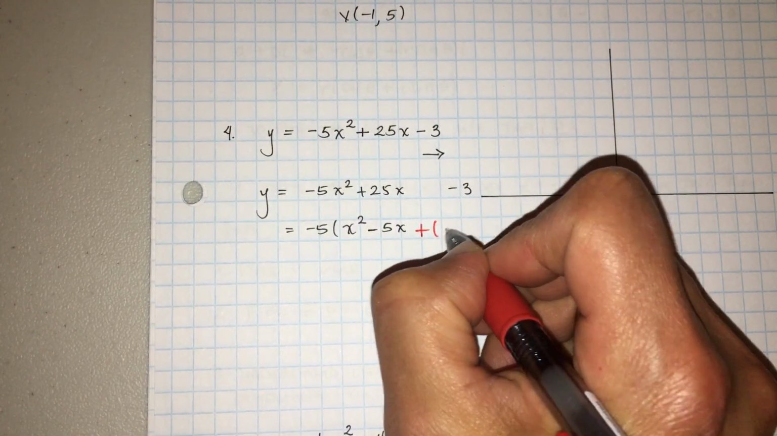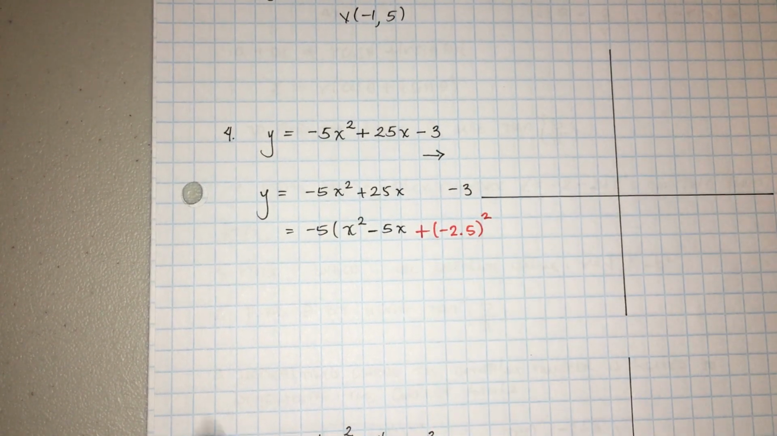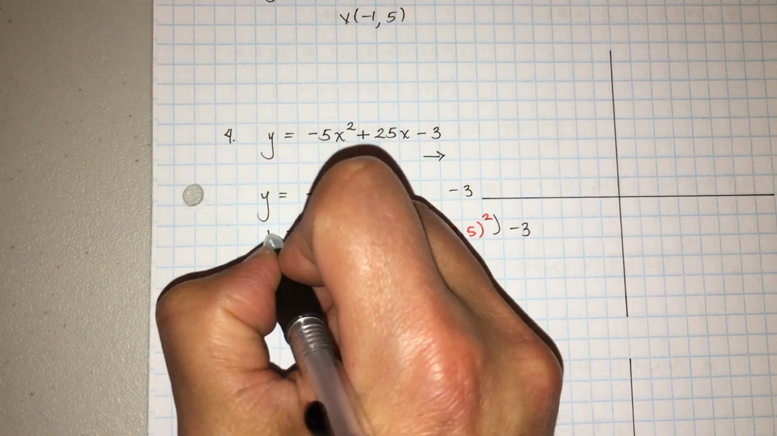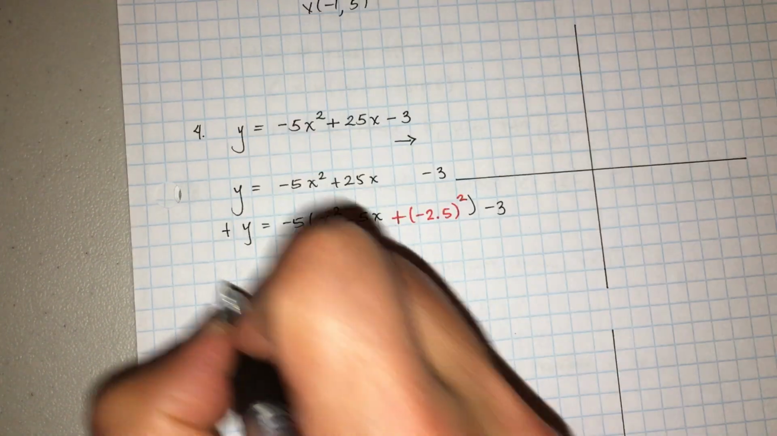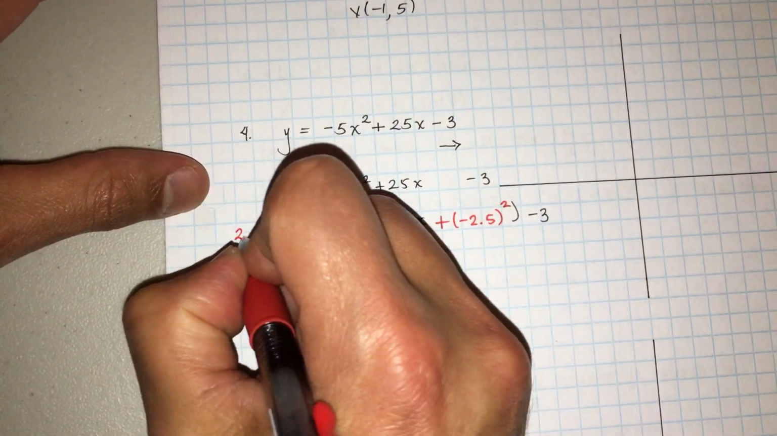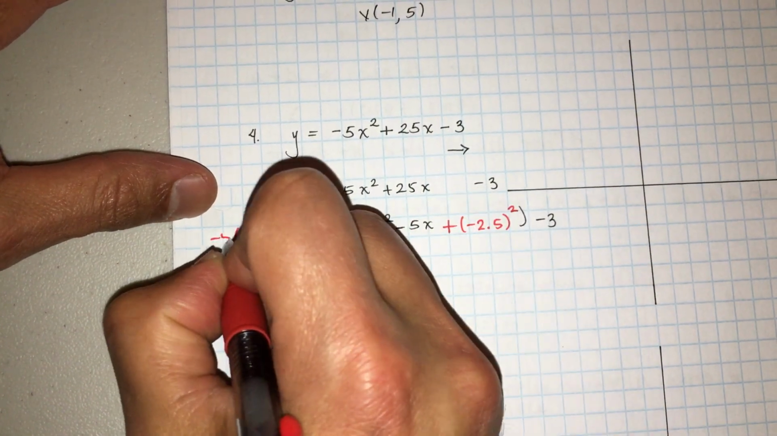What's half of negative 5? Well, it's negative 2.5. And we're going to square that. And it's okay. I know we got a decimal, but that's quite all right. And then make sure you add the same thing on the left. So we're going to go ahead and you have 2.5 squared. Don't forget the negative 5 right there.